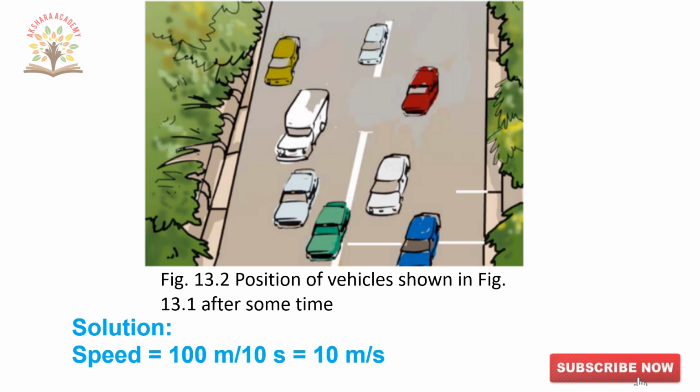Now we'll calculate the speed. Speed is equal to distance by time. Distance they given as 100. Here time is 10, 100 by 10, the 0 gets cancelled. We are getting 10 meters per second. So speed is equal to 10 meters per second. Next we will go to the next question.